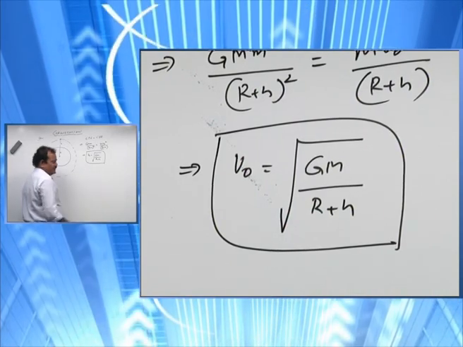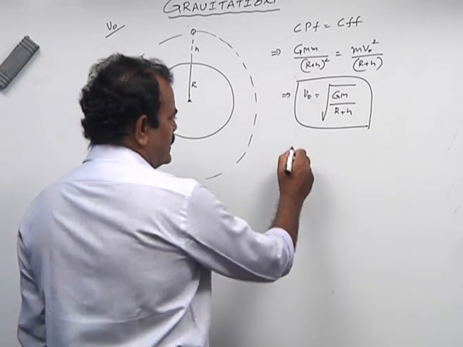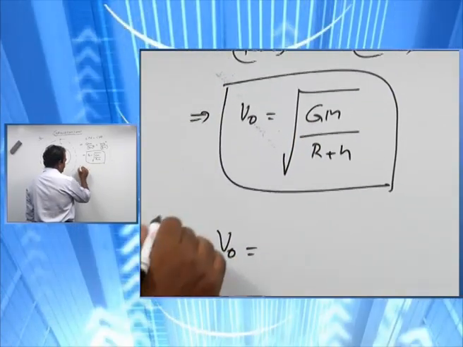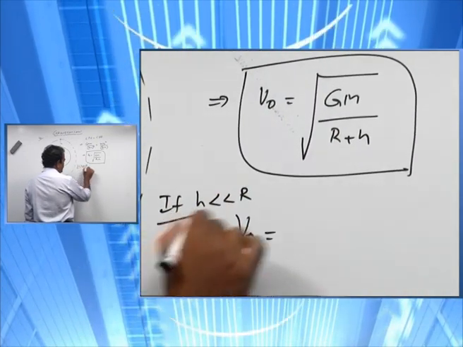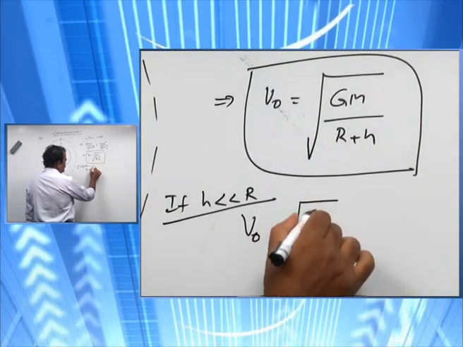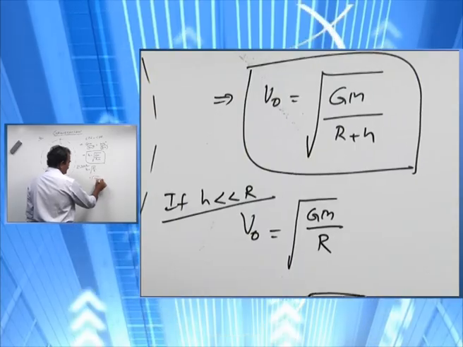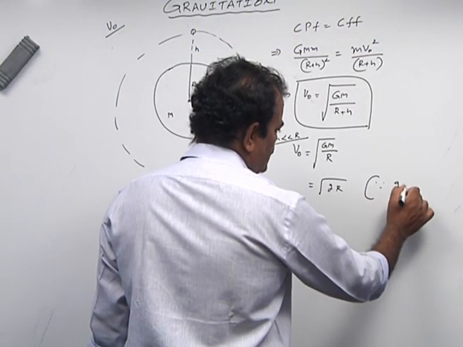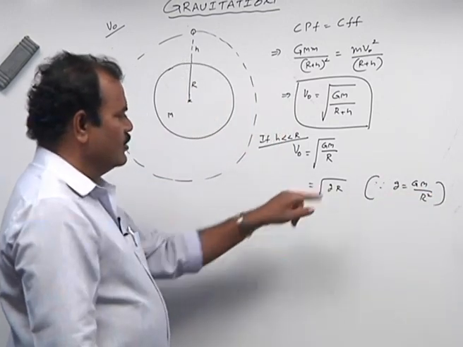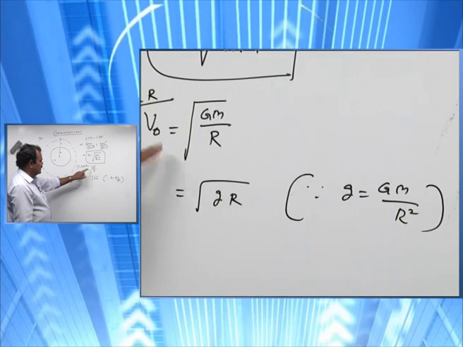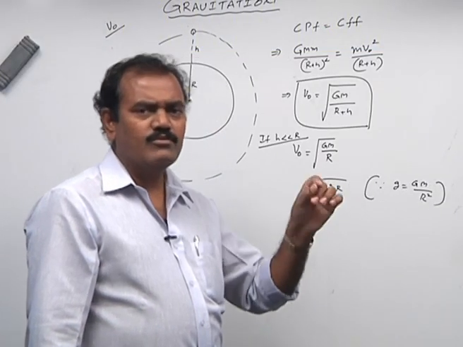Suppose h is neglected, that is, if h is less than capital R. In that case v0 is equal to the square root of GM by R, and that can also be taken as the square root of gR. Why? Because we already know g is equal to GM by R square. So GM by R can be replaced by gR. This is the formula for a satellite which is revolving around the earth very close to the surface of the earth.